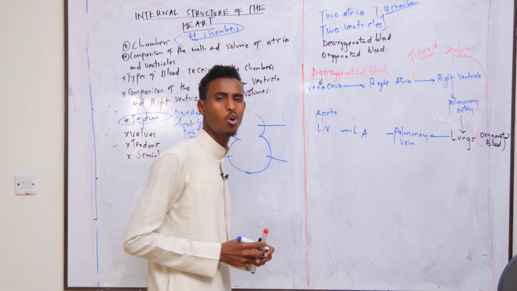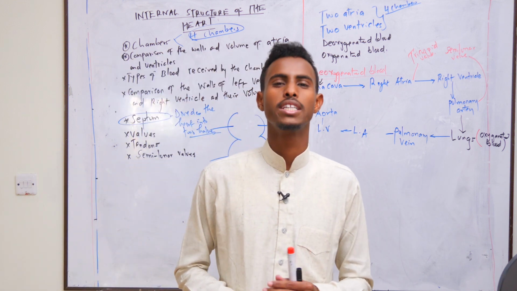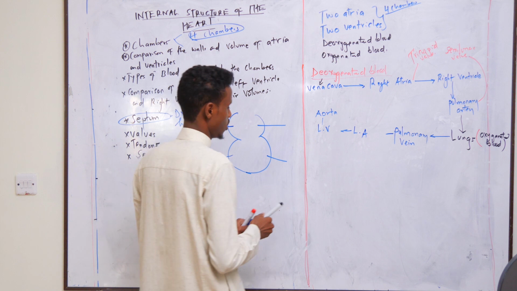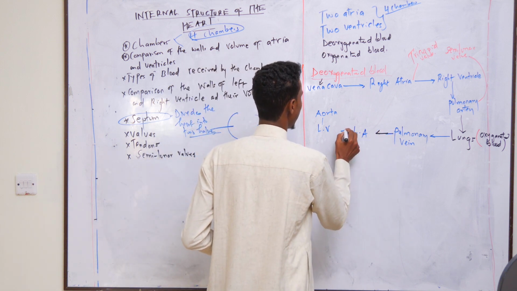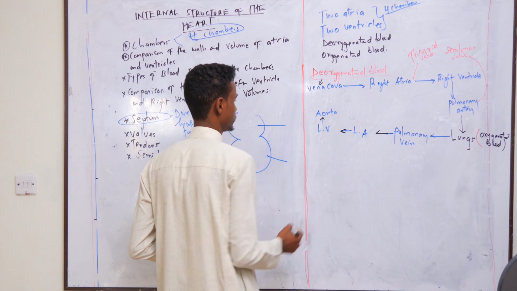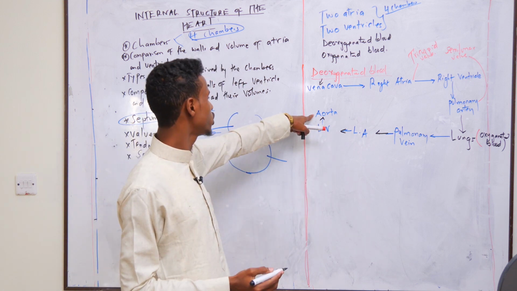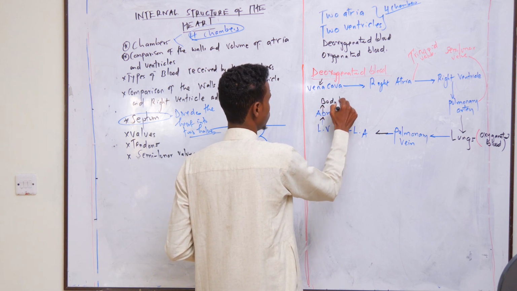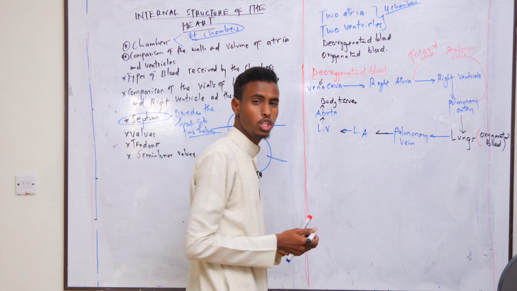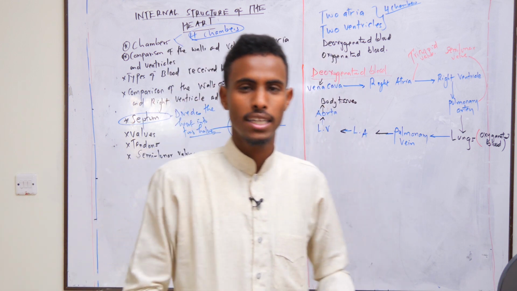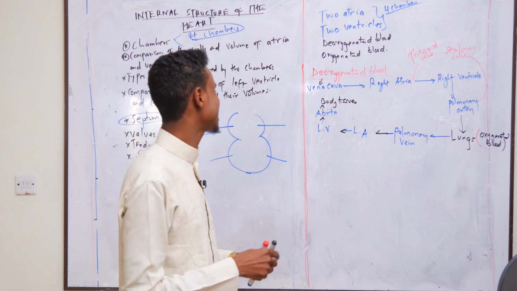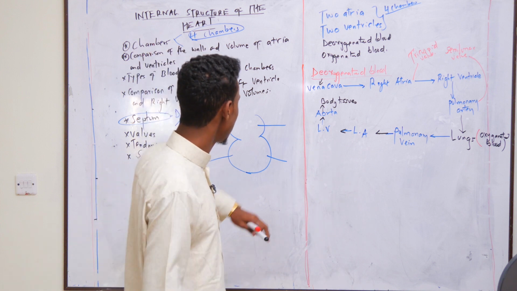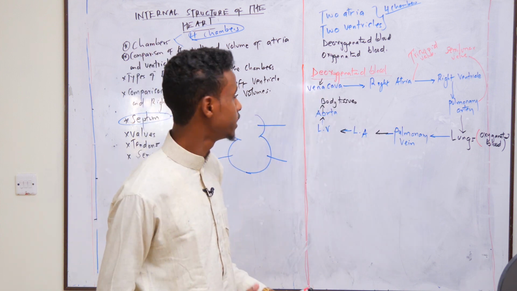Now this blood is oxygenated, oxygen-rich blood. Therefore, this blood that is pumped out of the aorta is taken to the body tissues. The body tissues take up oxygen from the blood, and therefore the blood that is now coming back to the heart is oxygen depleted.